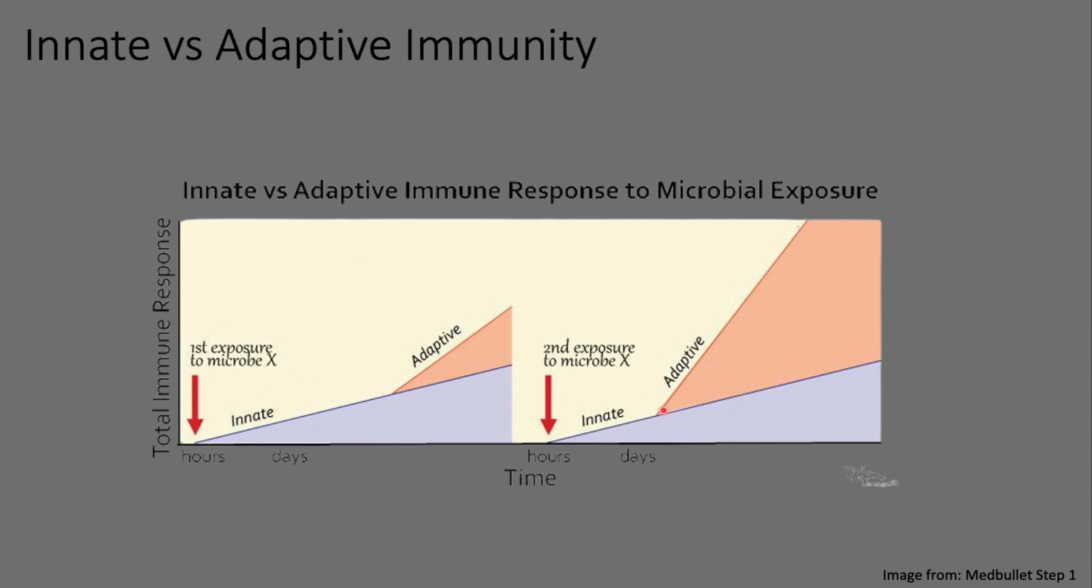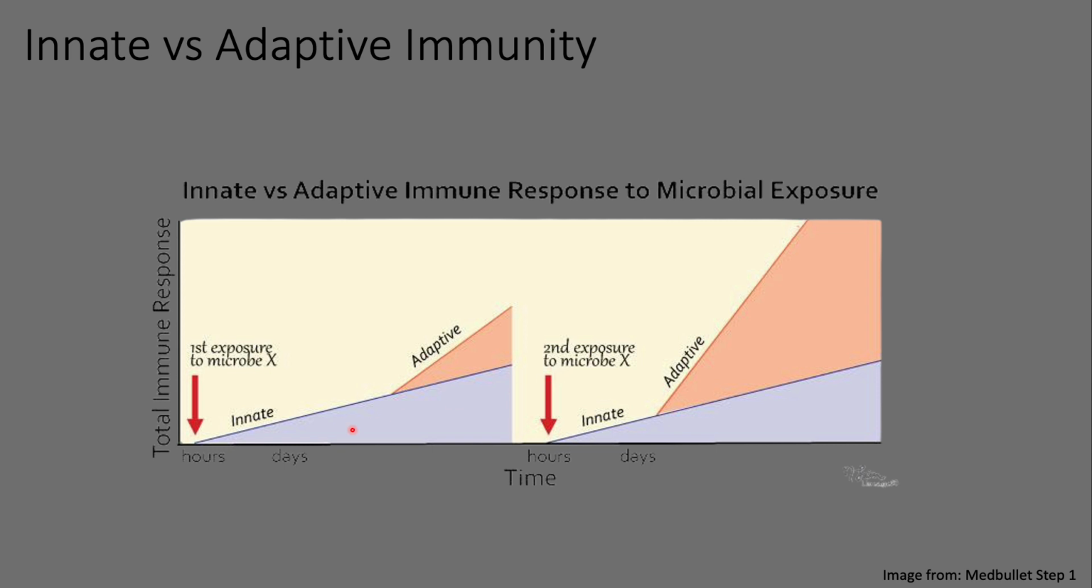And we can also see that the adaptive immune response makes up a large portion of this total immune response here. And this is during our second exposure to the microbe. So there's a couple of things we want to take away from this. There are some conclusions we can make here.